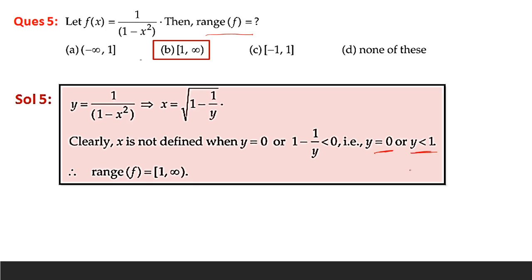So what is the range? Range is 1 to infinity, including 1, because here they are saying y is less than 1. The function is not defined when y is 0 or y is less than 1. So it means at 1, definitely the function is defined. 1 can be in the range. So 1 to infinity including 1.